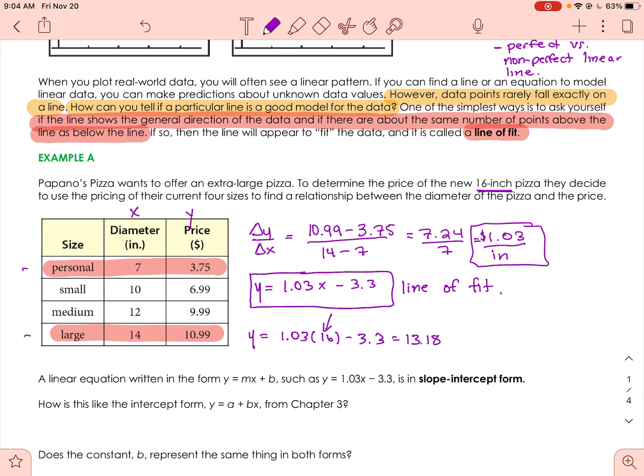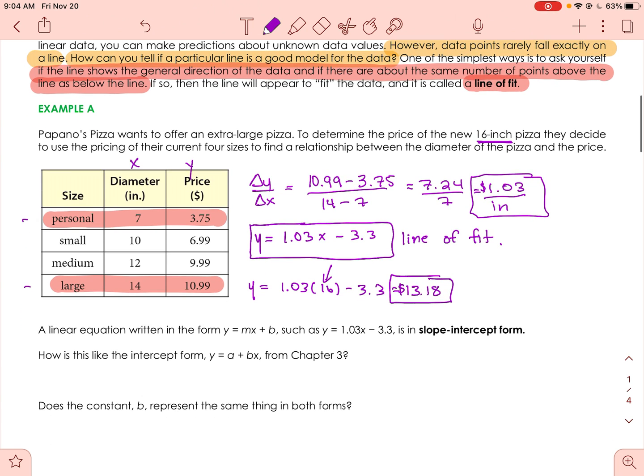So if we're using this relationship that we've discovered with our line of fit, we would say that they should charge for an extra large pizza that is 16 inches in diameter $13.18 to fall in line with their current prices.